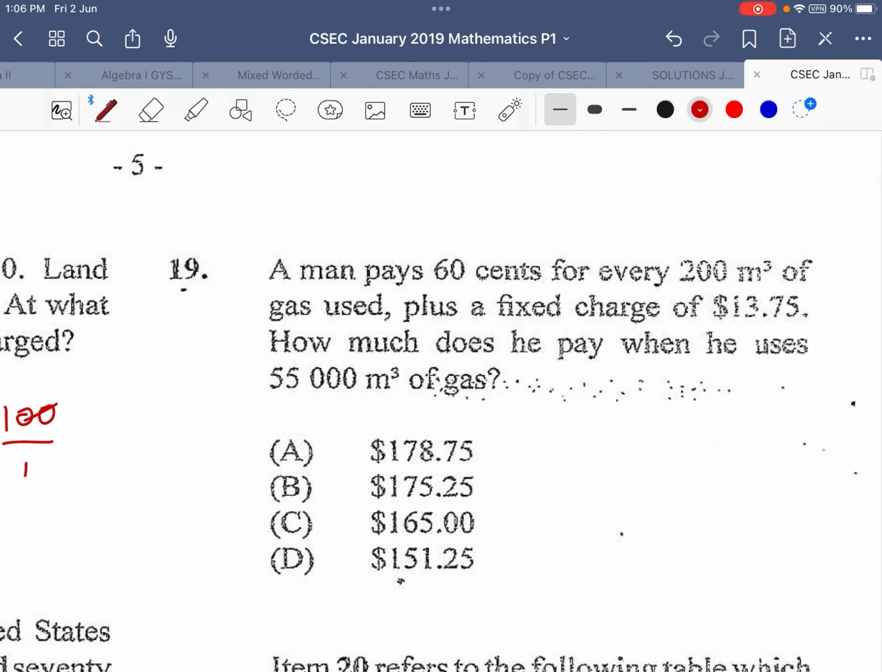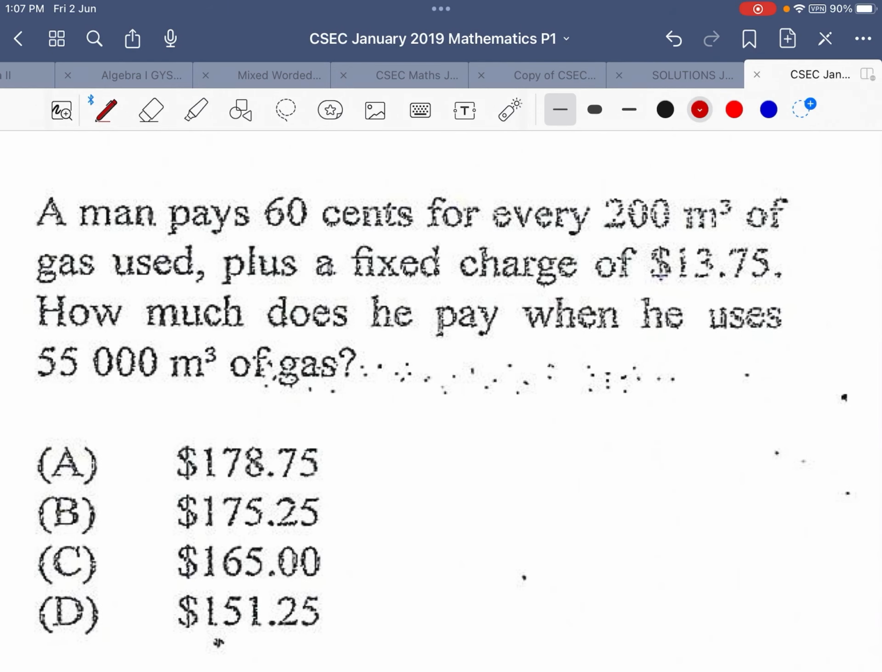19. A man pays 60 cents for every 200 meters cubed of gas used, plus a fixed charge of $13.75. How much does he pay when he uses 55,000 meters cubed of gas? So let's see how many times 200 meters cubed would occur in this, and then that will tell you how many times he is charged 60 cents. Okay, so we'll divide 55,000 by 200.